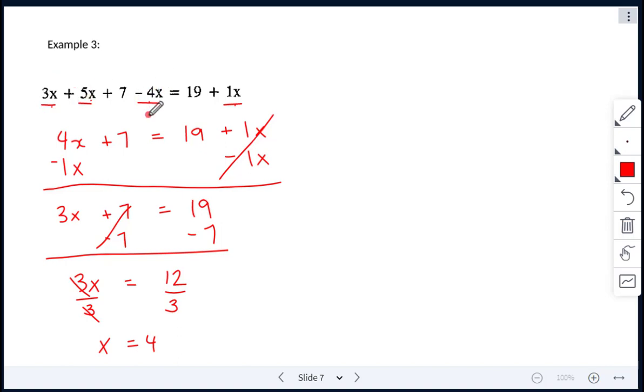On our left-hand side, we were able to combine the 3x, the 5x, and the negative 4x together, and then we moved the 1x over to the left-hand side.